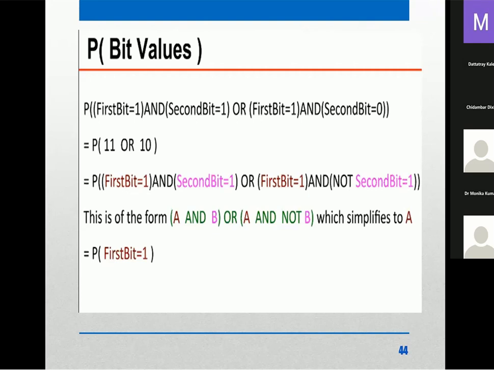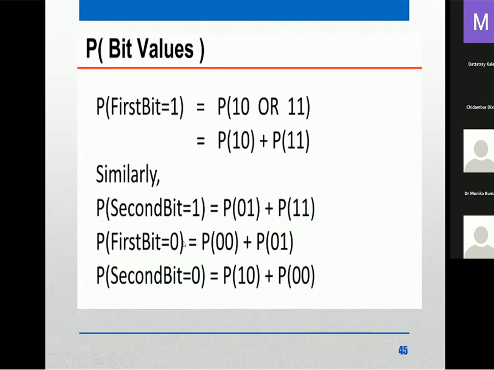So this way we can give a thought to Boolean logic and how it can be done in a qubit. P of the first bit being 1 equals P of 01 or 11, equals P of 10 plus P of 11. Similarly, P of the second bit being 1 equals P of 01 plus P of 11, and P of the first bit being 0 equals P of 00 plus P of 01, and the second bit being 0 equals P of 10 plus P of 00.